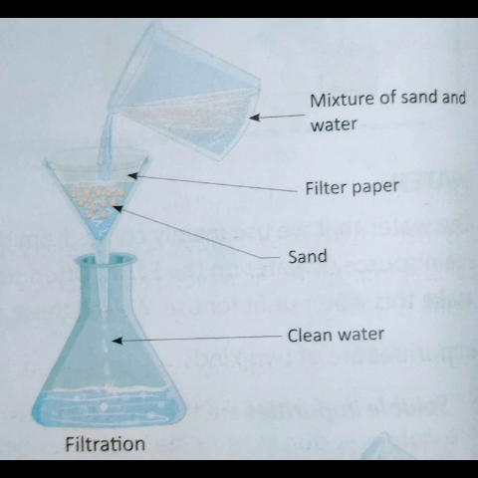Next, this paper cone is placed inside a funnel. Look at the picture. A flask is kept below the funnel and the mixture is poured into it through the funnel. Sand is retained on the filter paper and clean water is obtained in the flask. This method is called filtration. All of you understand? The clean water is settled in the flask.